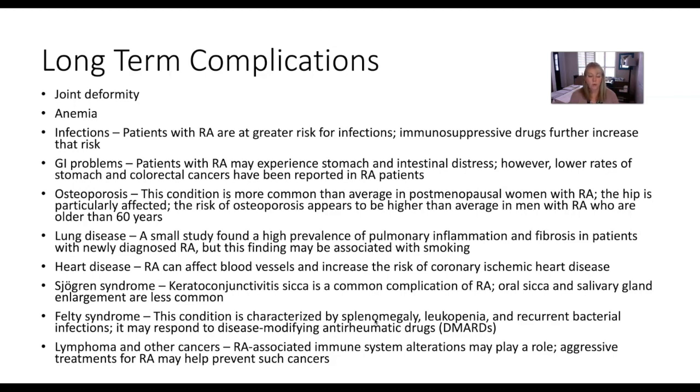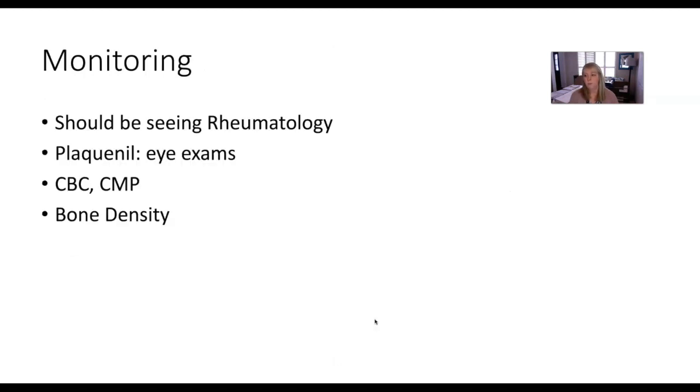Felty syndrome, which is basically a triad of a large spleen, a low white blood cell count, and you keep getting infections. And it can respond to the DMARD drugs. And then also lymphoma and other cancers. So these people should be seeing rheumatology, but in primary care, you should suspect rheumatoid arthritis if symptoms last greater than 6 weeks, if they have multiple joints involved, and especially the hands.